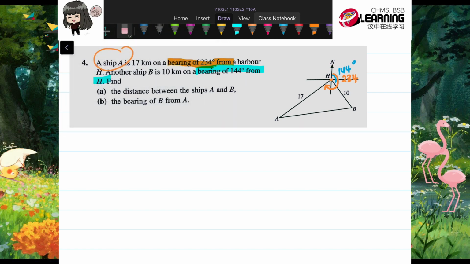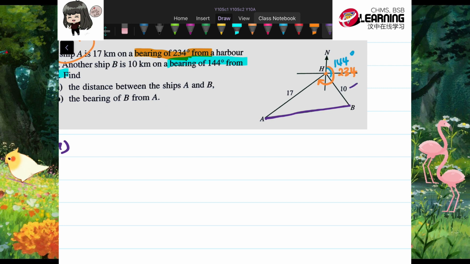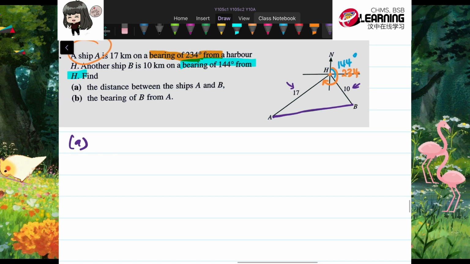Okay, so they're asking you to find distance from the ships A and B. So this is the length that they're asking you to find, AB. Okay, so we have 10 here, we have 17, and we are not given anything else. We are only given bearing. So from here we can actually find our angle. First we're gonna find the angle of AHB. So the angle of AHB is 234, the orange angle, minus the 144.